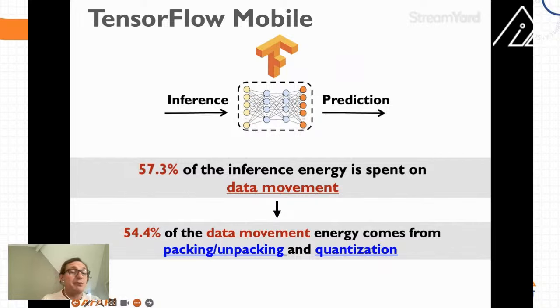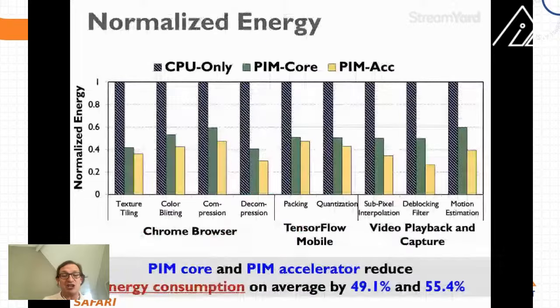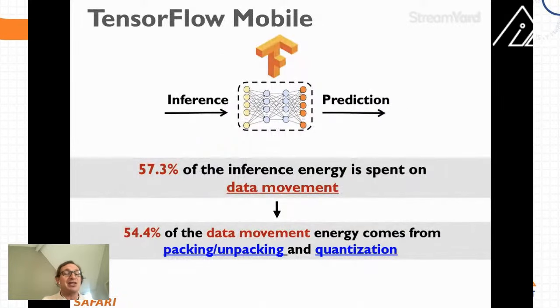And we found out that most of the inference energy is spent on data movement. And most of that data movement comes from simple functions like packing and unpacking of data and quantization of data. And all inference systems actually have that today. You want to quantize the data so that you can reduce the amount of computation that you do on the data. And you want to pack and unpack data so that you can get better locality in your buffer or cache. And we see that you can accelerate these packing, unpacking and quantizing operations with relatively low cost and get high performance and energy improvements.